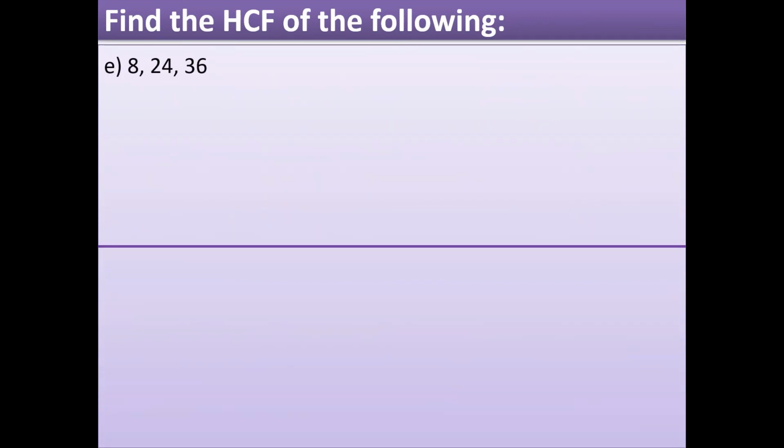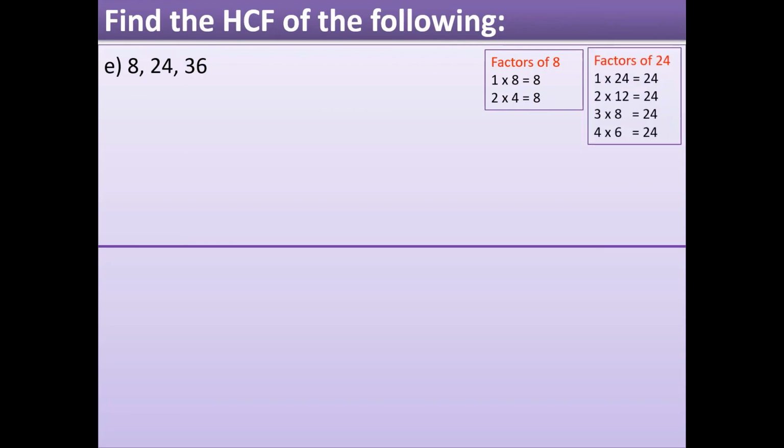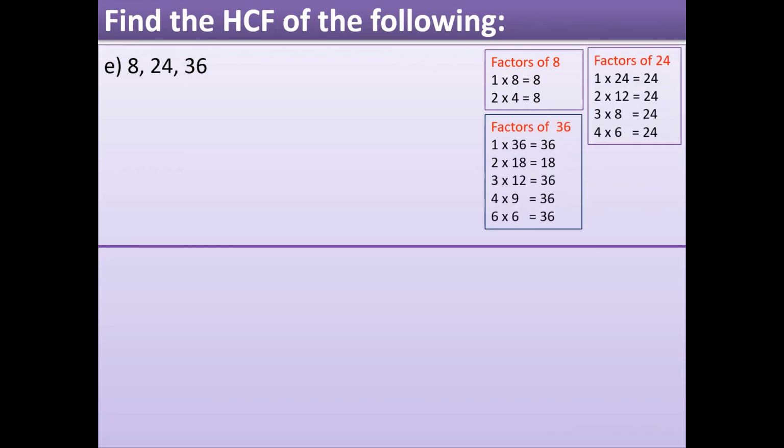Let's solve one more question. Question number E. Find the HCF of 8, 24 and 36. First we will write the factors of 8 like this. Then we will write the factors of 24 like this. And then we will write the factors of 36 like this. Then we will write all the factors in ascending order like this.